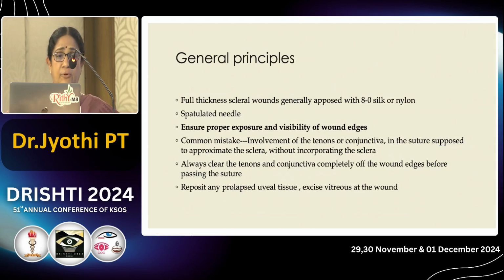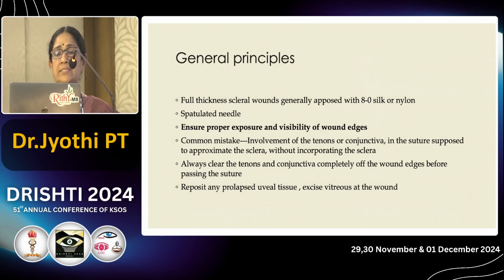So what are the general principles of scleral suturing? Full thickness scleral wounds are generally opposed with 8-0 silk or nylon with a spatulated needle, and ensure proper exposure and visibility of the wound edges. The common mistake that we come across is involvement of the tenons or conjunctiva in the suture supposed to approximate the sclera, without incorporating the sclera.